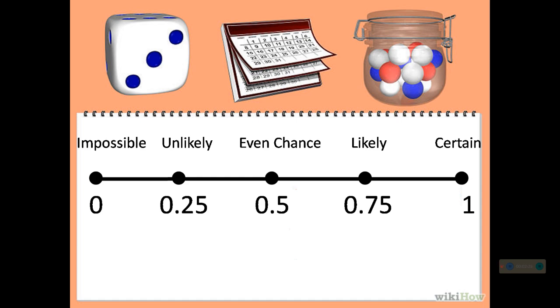Here are the examples of probability. 0 if it is impossible. Unlikely if it is just 1/4 or 0.25, or 25% to happen. Then even chance if it is 50-50. Likely if it is 75%. And certain or sure if it is 1. So again, your probability can only be from 0 to 1. There is no such probability greater than 1, and of course, there is no such probability that is negative.